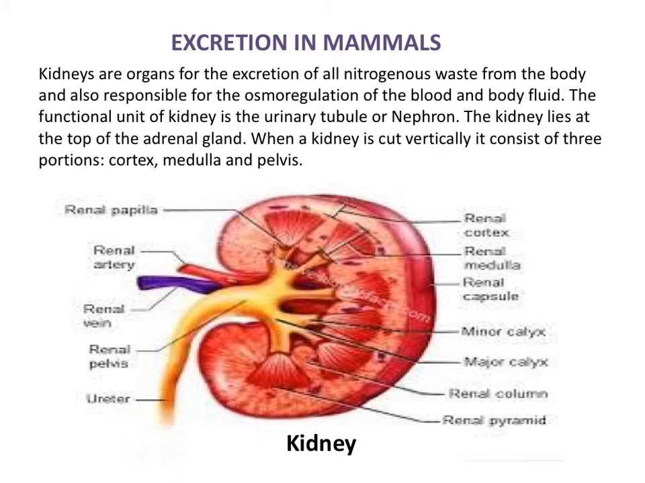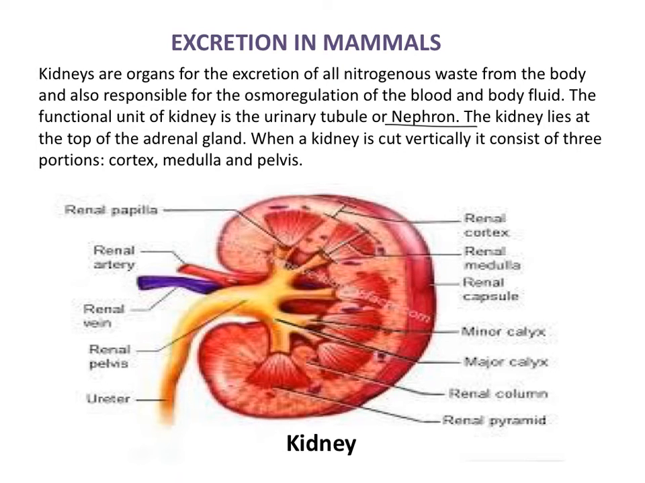Excretion in mammals. Kidneys are organs for the excretion of all nitrogenous waste from the body and also responsible for the osmoregulation of the blood and the body fluid. So basically, the kidney has two functions, excretion and osmoregulation. The functional unit of kidney is the urinary tubule or the nephron.